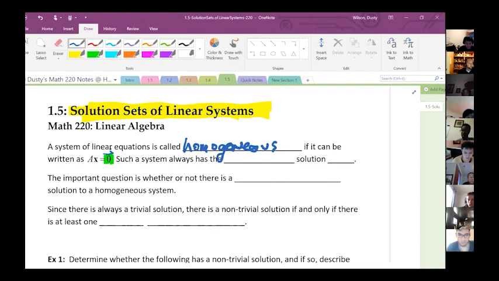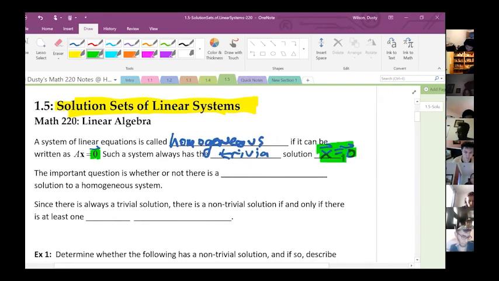From Gerald, 0. Okay, so such a system always has what's called the trivial solution, namely that x is equal to 0. So x equals 0 is the trivial solution. Every homogeneous equation, Ax equals 0, has the trivial solution. That's not very exciting. So the important question is whether or not there is a non-trivial solution.